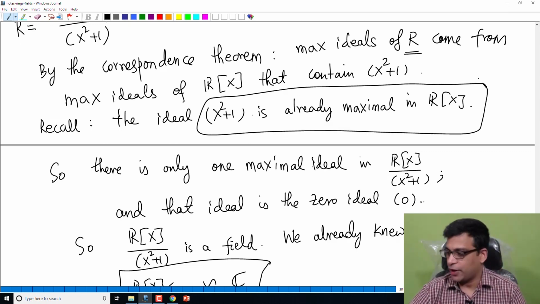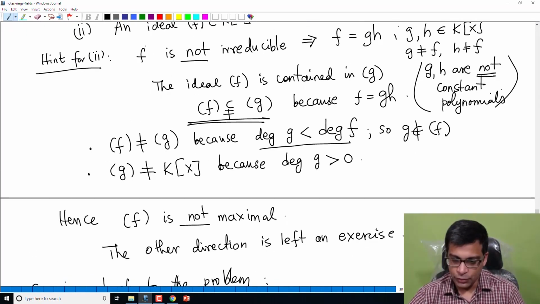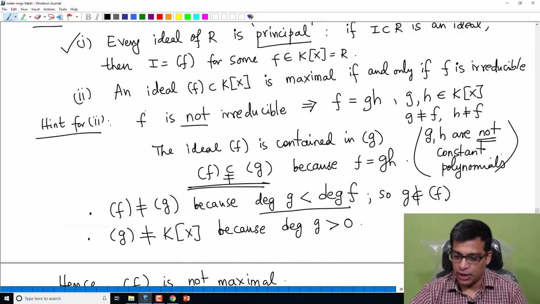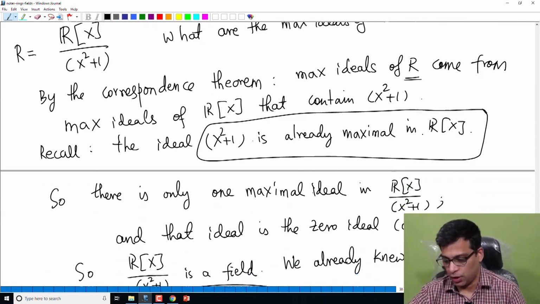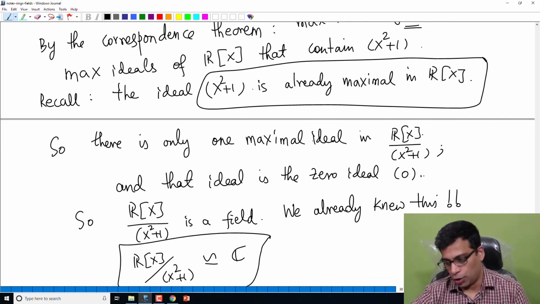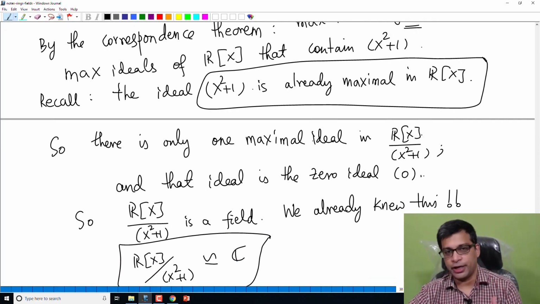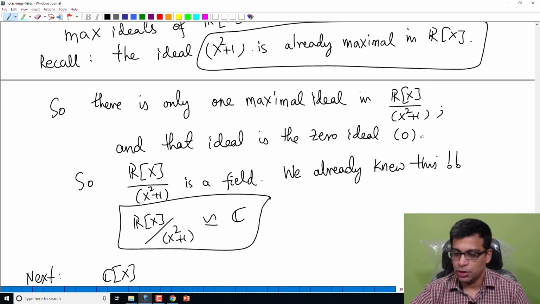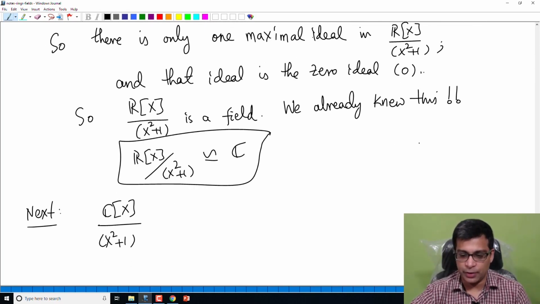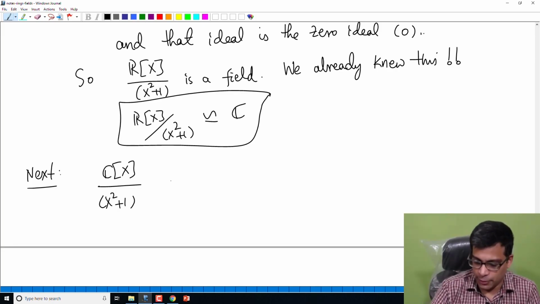And this is also verified by the fact that I wrote, which is that an ideal is maximal if and only if its generator is irreducible. And we do know that x squared plus 1 is an irreducible polynomial in the polynomial ring R[x], because a degree 2 polynomial is irreducible if and only if it has no roots, and x squared plus 1 has no roots in the field of real numbers. So the ideal generated by the irreducible polynomial x squared plus 1 is in fact maximal. Now this is no longer the case here.